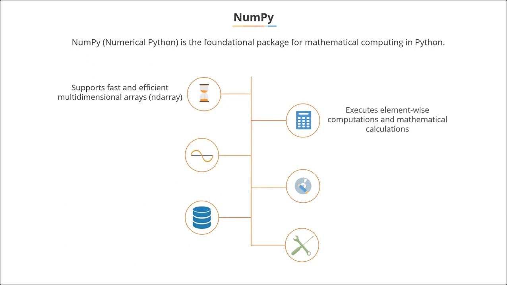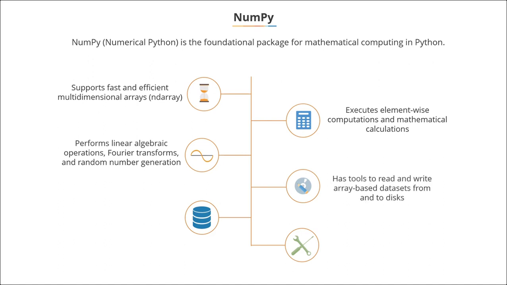It executes element-wise computations and mathematical calculations. NumPy performs linear algebraic operations, Fourier transforms, and random number generation. It has tools to read and write binary or text data from and to disks. It can efficiently store and manipulate data. Last but not least, it has tools to integrate language codes, such as C and C++.